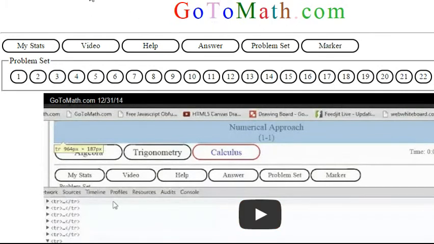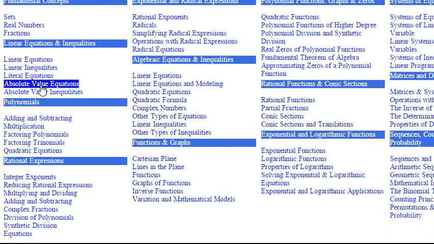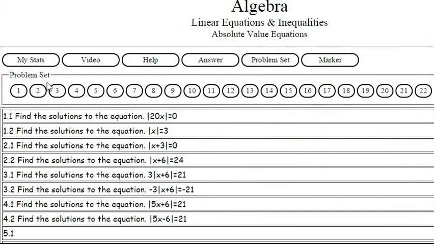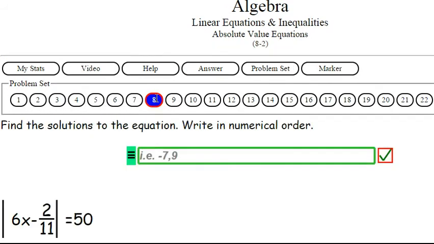We're at GoToMath.com. Click on the algebra. Let's go down to absolute value equations. And let's, what are we doing? 8.1, I believe, if I can find it. Yeah, I think that's it.